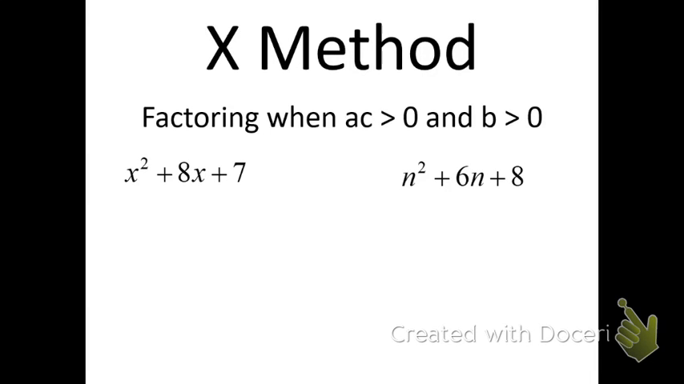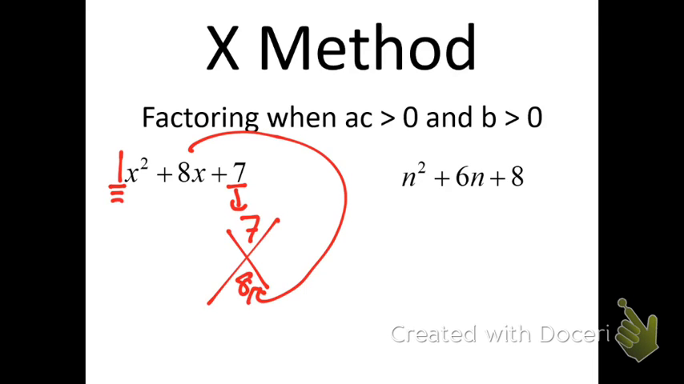Now, here's a personal favorite of mine. This can only be used when a is 1. What I mean by that is the first coefficient of the x squared term is 1. If so, you can do it. All right, so x method because of this. We're looking for two numbers that multiply to this number and add up to that number.